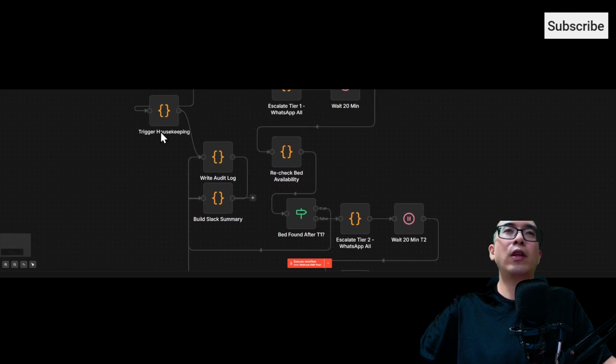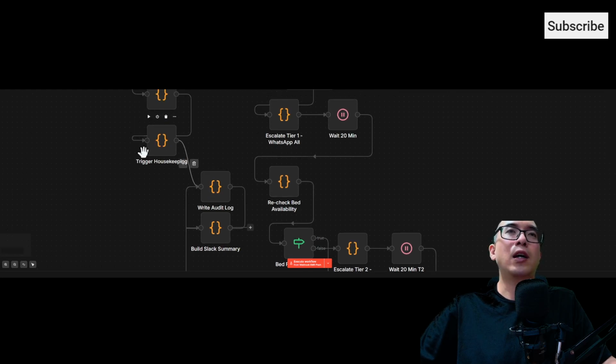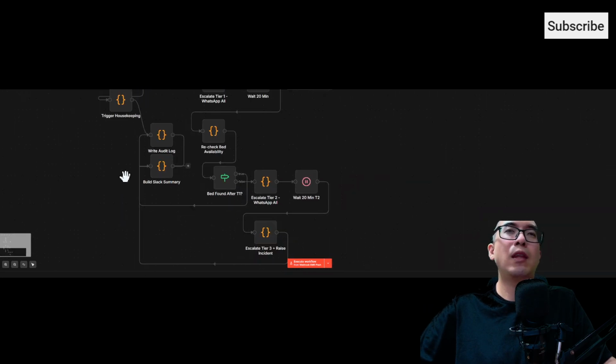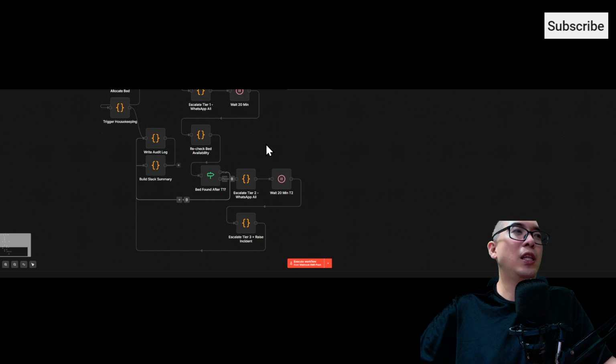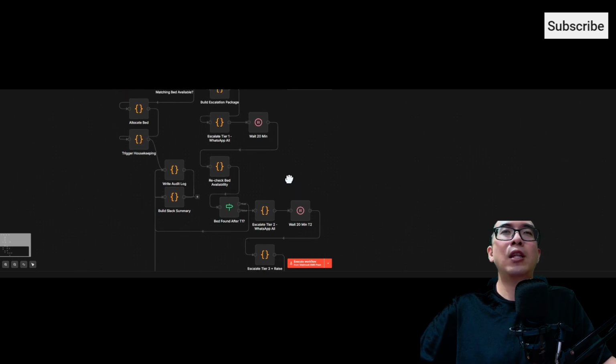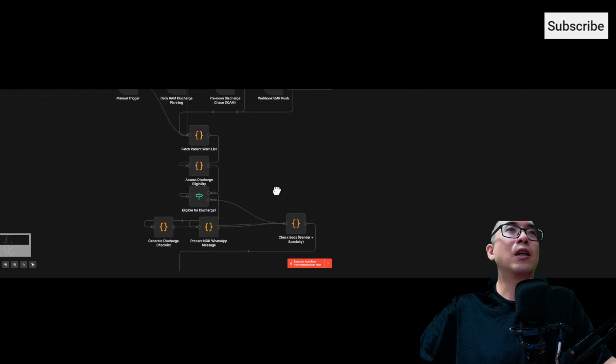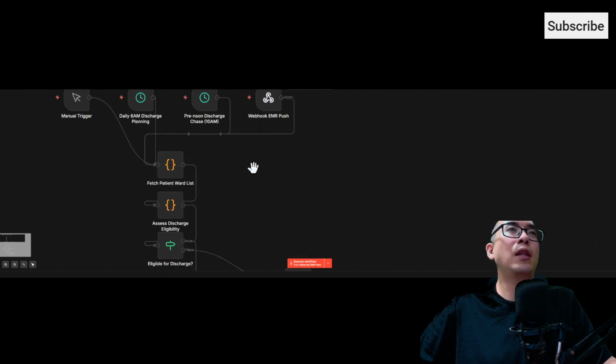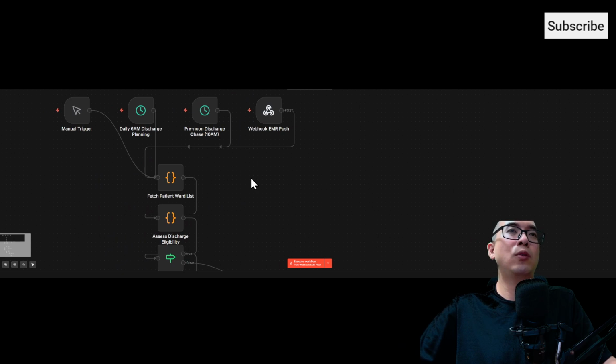All in all, it checks the bed availability, and then it triggers housekeeping to clean up the bed before we can put somebody in. We write the audit report, and the whole flow is essentially done. So in a nutshell, this is the quick overview of how you use n8n in a hospital bed management unit.